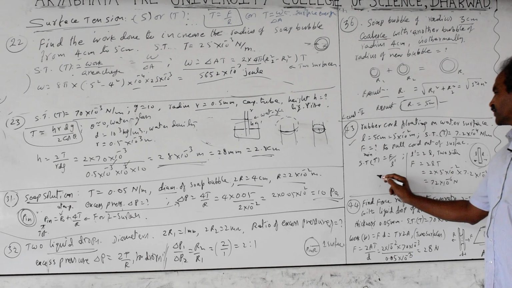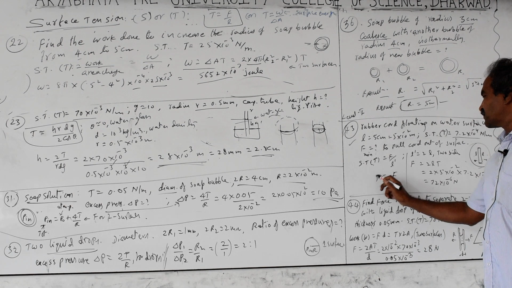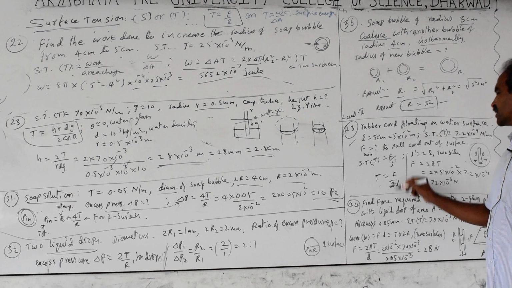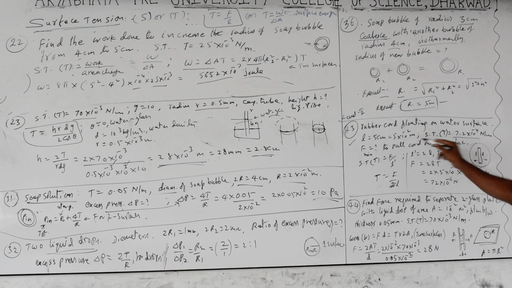So surface tension equal to F by 2L. Surface tension is nothing but equal to F by 2L, so F equal to 2L into T. Substitute the values of this length L and T. You will get the force required as 7.2 micronewtons. The answer is given as 7.2 times 10 to the power minus 5 newtons.